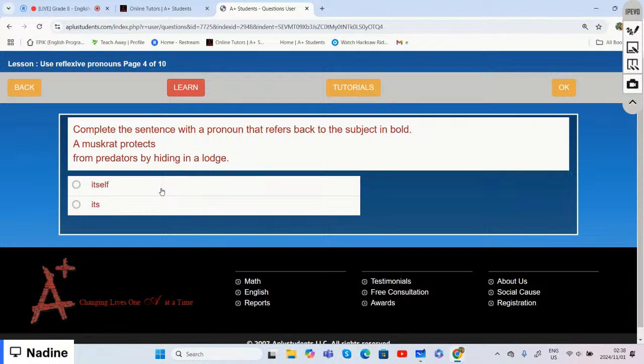The next one says, a mascot protects, is it mascot? Protects, do we say itself from predators by hiding in a lodge, or it protects its from predators by hiding in a lodge? Option 1 or option 2, which one is correct?